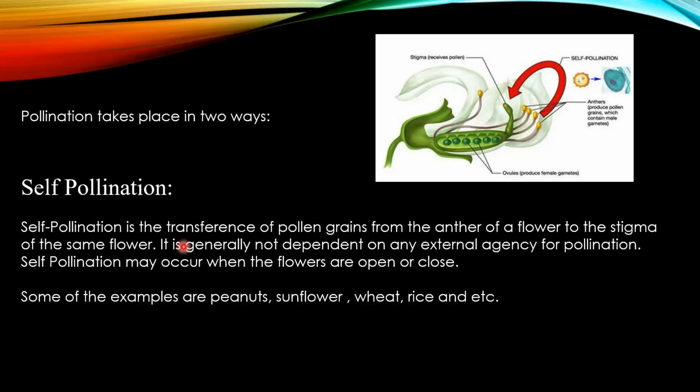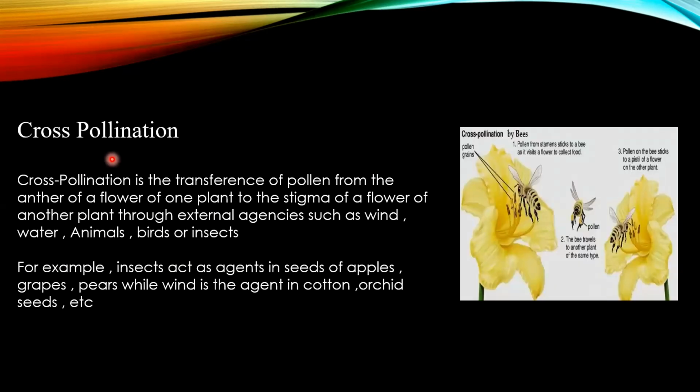Next comes the second way of pollination, cross-pollination. Cross-pollination is the transference of the pollen from the anther of a flower of one plant to the stigma of a flower of another plant through external agencies such as wind, water, animals, birds, or insects. For example, insects act as agents in seeds of apples, grapes, pears, while the wind is the agent in cotton, orchid seeds, etc.